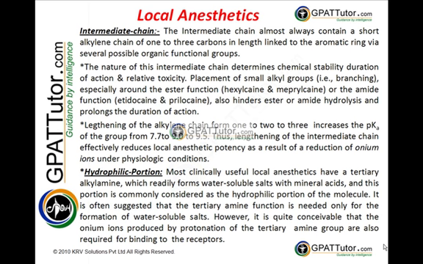The hydrophilic portion will always make the compounds more water-soluble salts with mineral acids, and this portion is commonly considered the hydrophilic moiety in the molecule. It is often suggested that the tertiary amine function is needed only for the formation of a water-soluble salt. However, it is quite conceivable that onium ions are produced by protonation exclusively on the tertiary amino group, and hence the rate limiting step in the pharmacological influence of local anesthetics is onium ion formation.